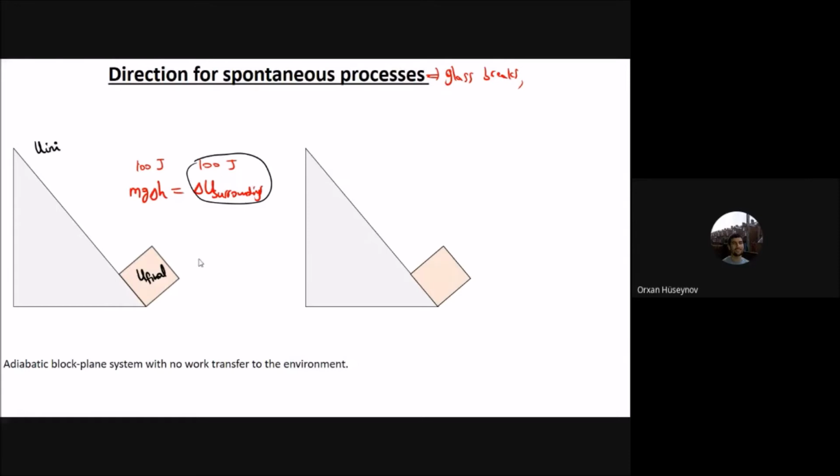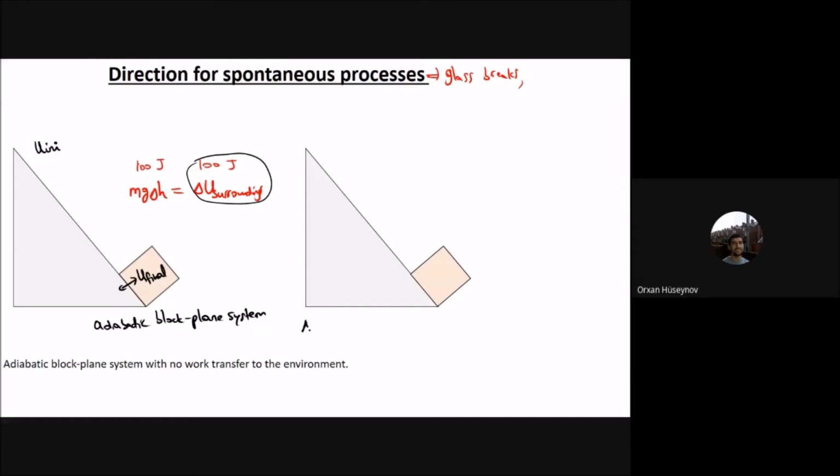So if I write the first law for this block, I assume this is an adiabatic block-plane system. Okay, it is together. What it means is that I can have heat transfer between this block and this plane, but heat transfer from the plane and the block to the environment is not considered. This is not a higher order approximation. This is a good and valid approximation for this process, because whatever energy is given from the block becomes the internal energy of the plane here.